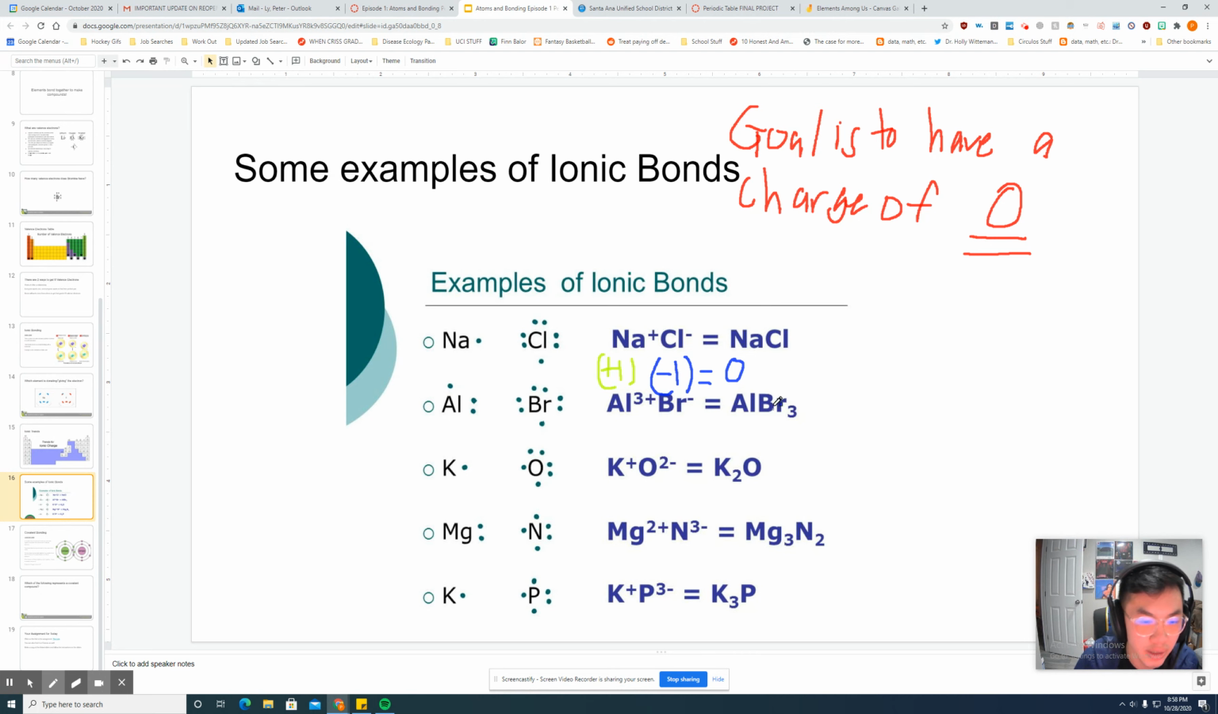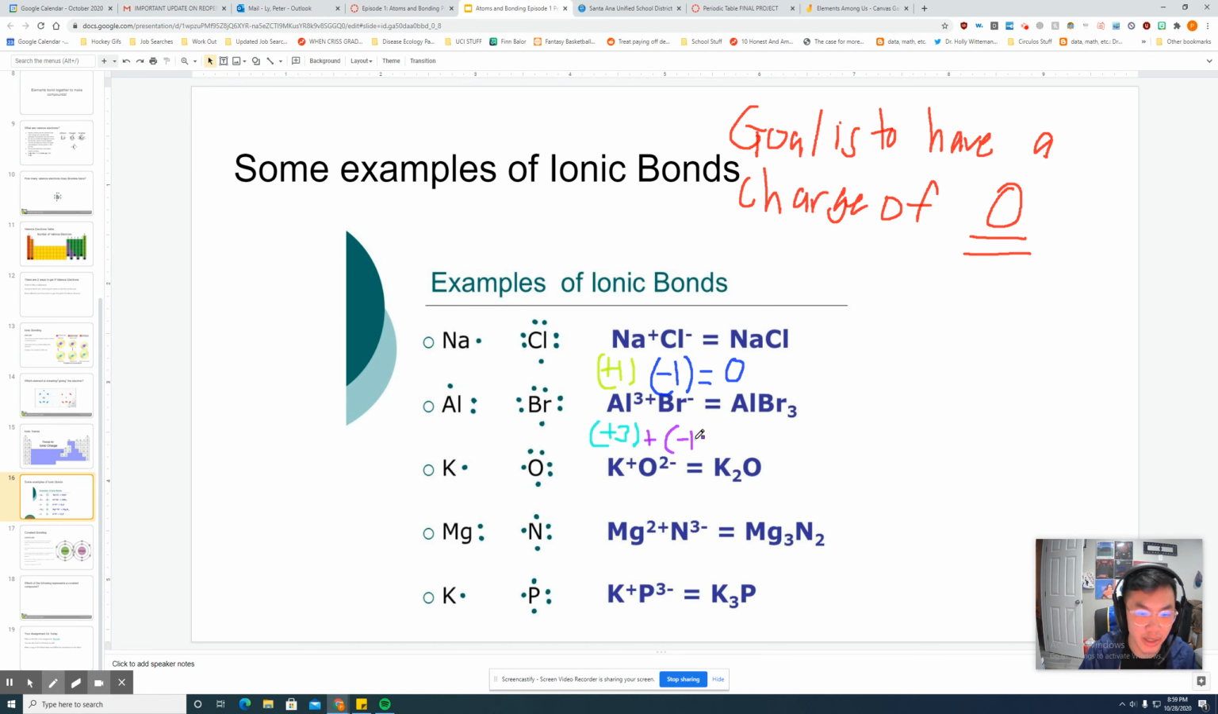So let's try aluminum and bromine now, okay? With aluminum, it's a charge of +3. And then you notice that bromide has a charge of -1, right? So I'm going to change the color real quick to show you the contrast. It's going to be -1. But then you notice that +3 is more than -1, and we're still going to need 3 more charges. We're going to need 3 -1s to make it a charge of 0.